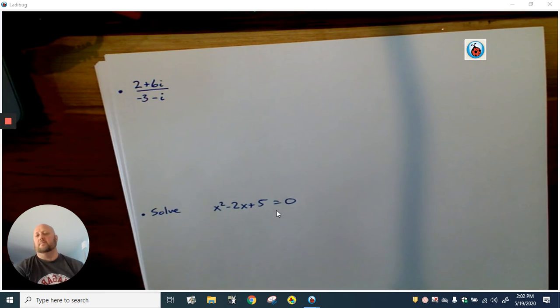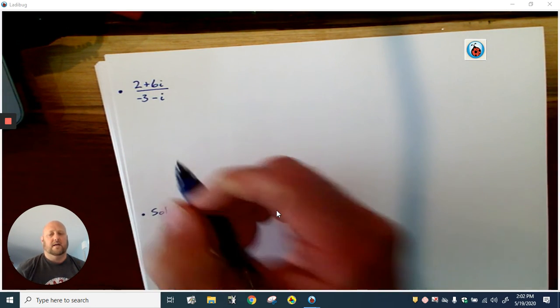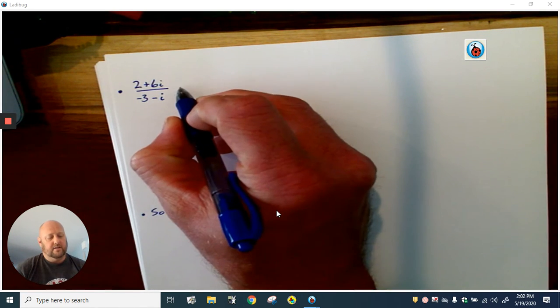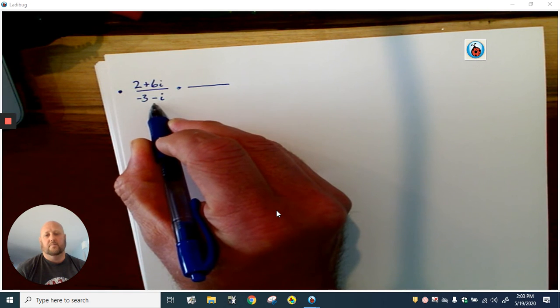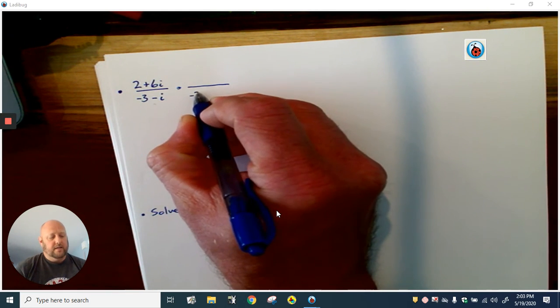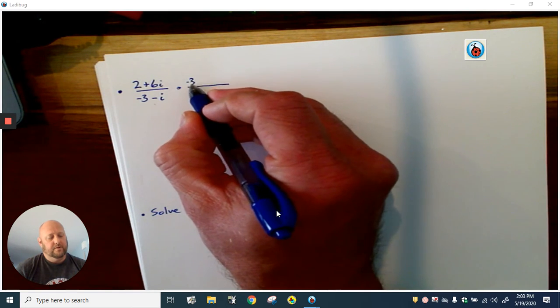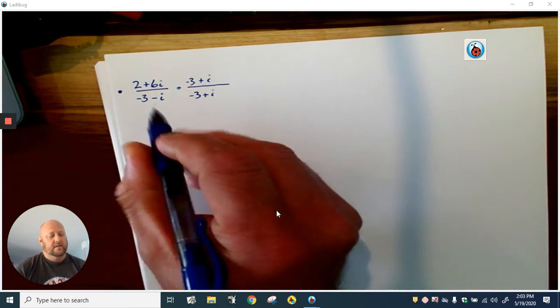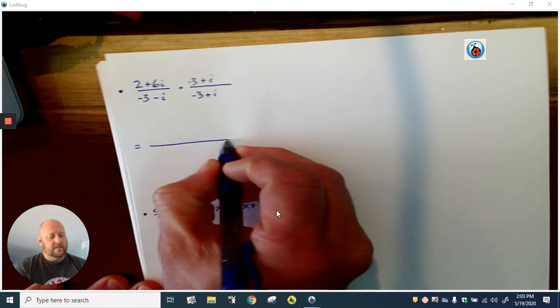Let's say we had something like this. 2 plus 6i over negative 3 minus i. Again, we just figure out the conjugate of the denominator. It's always the denominator because we're just trying to make that a real number. The conjugate would be negative 3 plus i. So whatever we do to the bottom, we do to the top. I like to do the denominator first because I think it's the easiest.